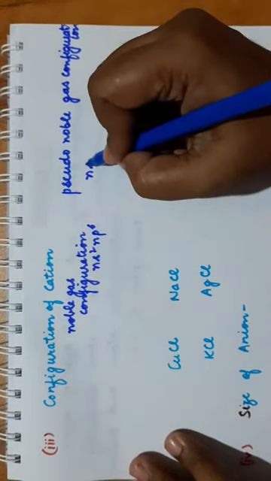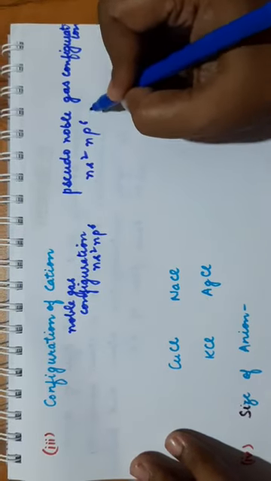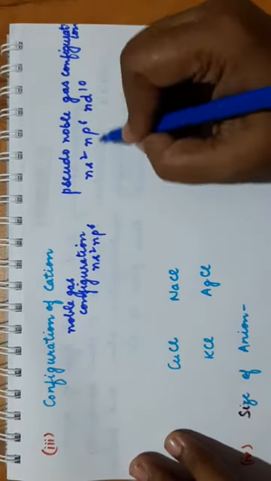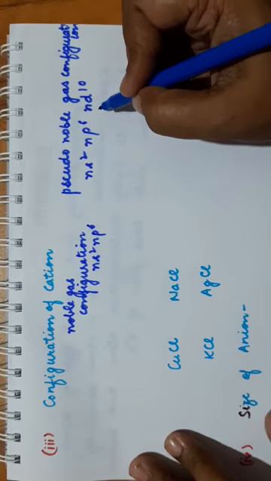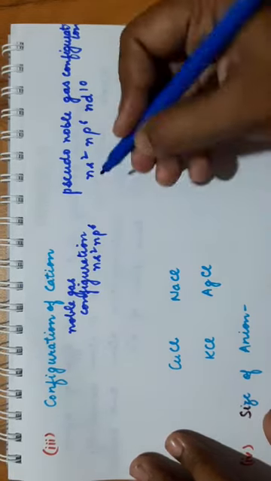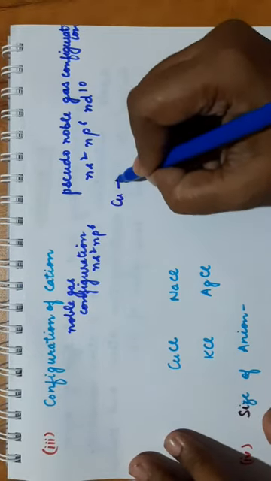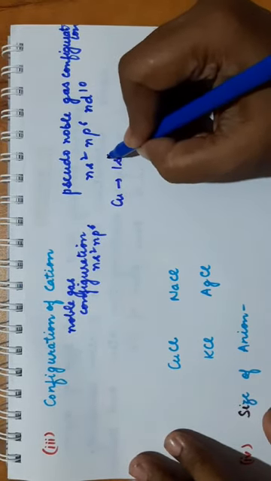It is ns2, np6 and d10. Have you seen this type of configuration in any of the atoms or ions? So suppose we are writing for copper. So what is the electronic configuration of copper?